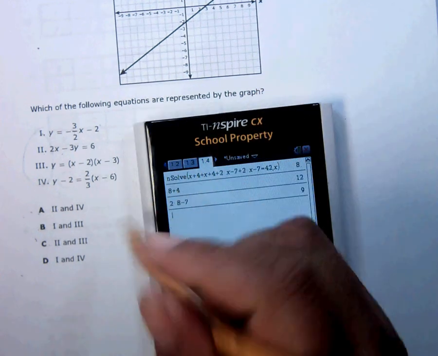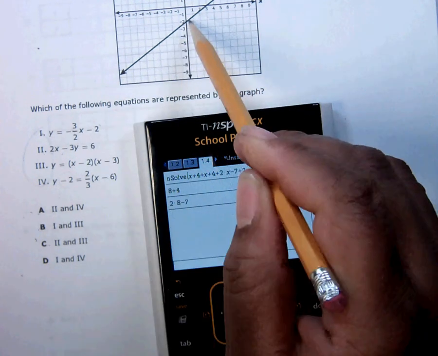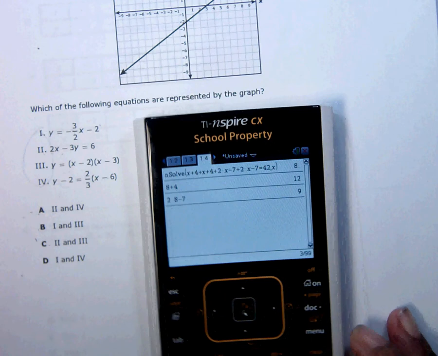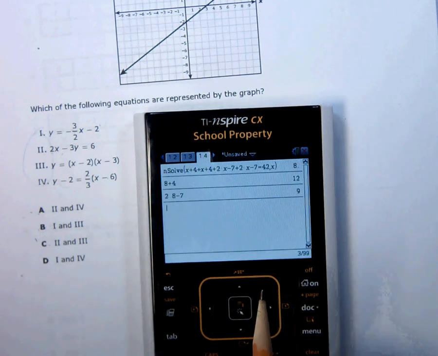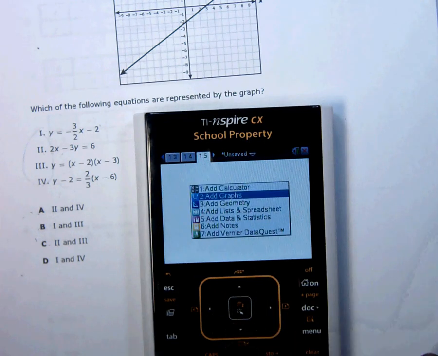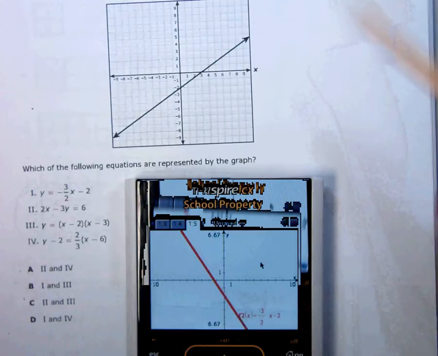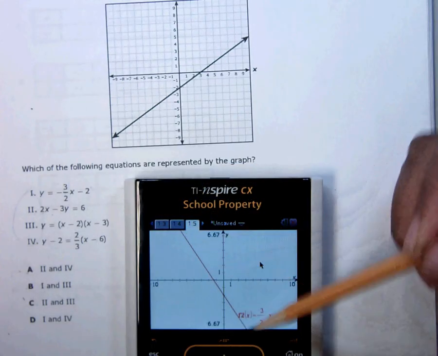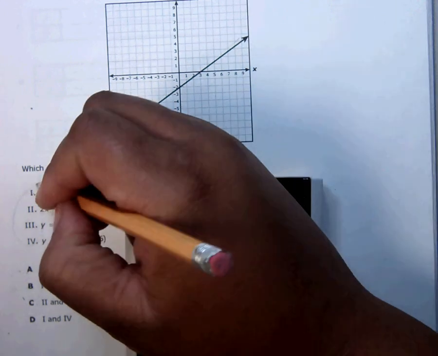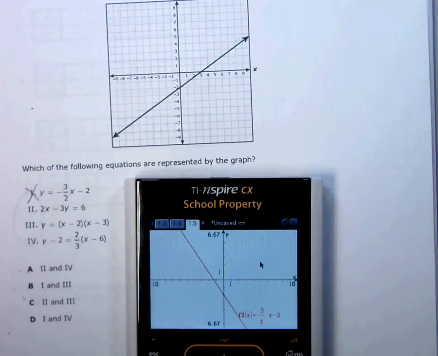So I'm going to plug these in and see which of them look like that one, because that's what it asks. So control dock, add a graph. I'm going to type in negative 3 divided by 2, x minus 2. And it gives me a negative slope. This is a positive slope, so 1 doesn't look like it.